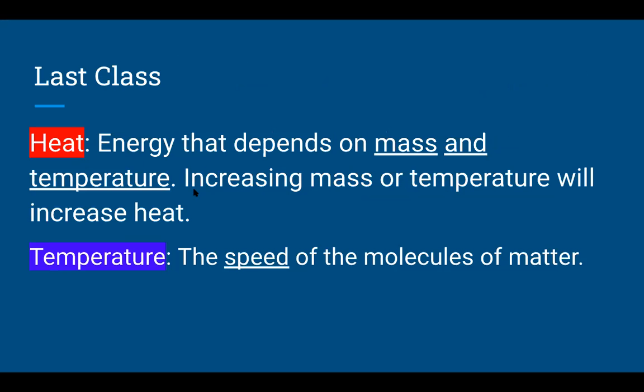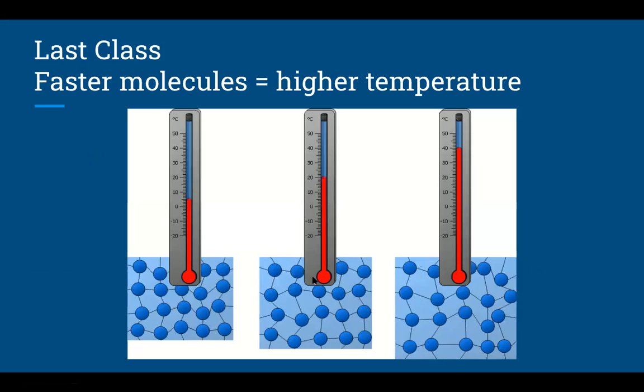A reminder on these definitions, they're at the top of your Google Doc. Heat is energy that depends on mass and temperature. Increasing mass and temperature increases heat. Temperature is the measure of the speed of the molecules of matter. A reminder about this GIF shows us speed because these molecules are moving fast. That means that they have a higher temperature.